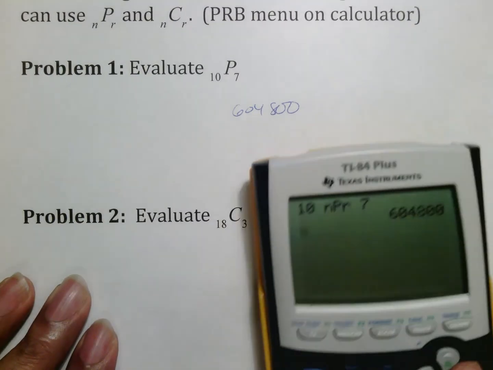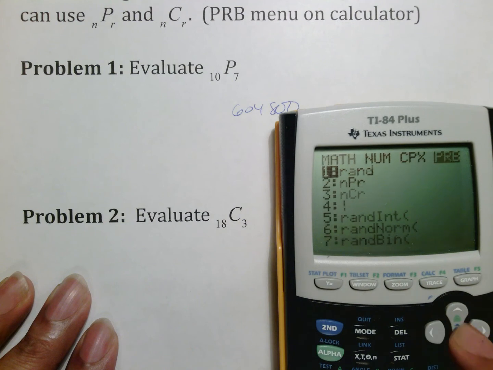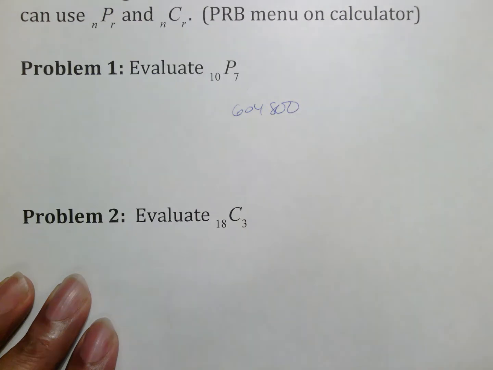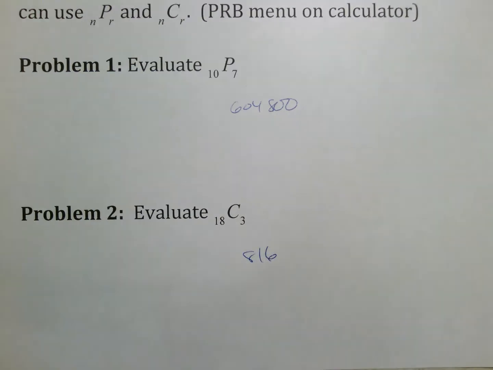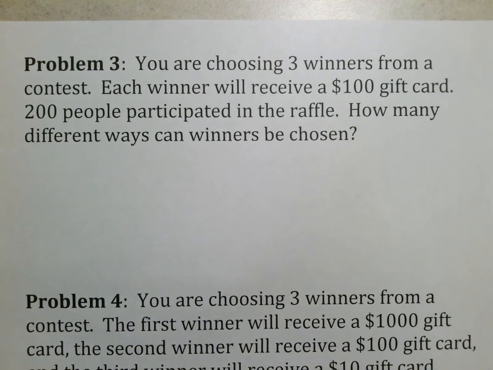To do 18C3, the first thing we do is type in our 18, choose the C, and then type in our second number, which is 3. That gives me the answer of 816. And that is how you do nCr. Now that's not going to be a lot of things on there, but you do have to know how to use those. To me, the best thing to use is always the blanks anyway, unless for some reason the blanks kind of get confusing, but we'll talk about that.